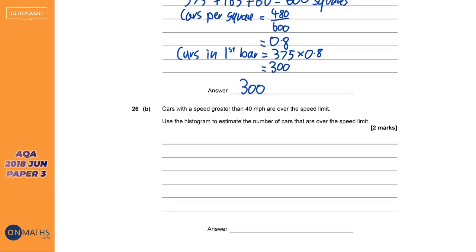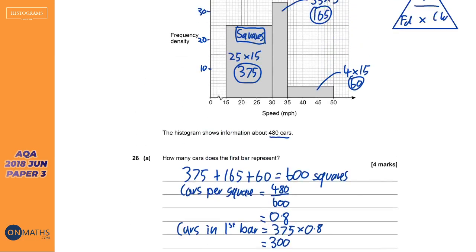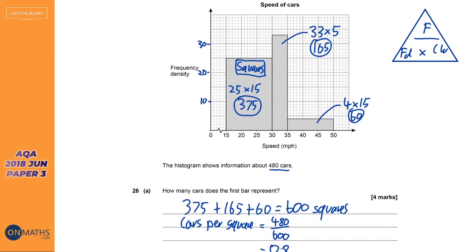Right, and the last question we're going to do today is about the fact that we're looking for the cars greater than 40 miles per hour, and we're looking at estimating. And remember, when you cut a bar in half or quarters or whatever you want to cut it into, it's always an estimate because we don't know the exact values. I mean, for this group, they could all be down here. We don't know, so it's always an estimate.